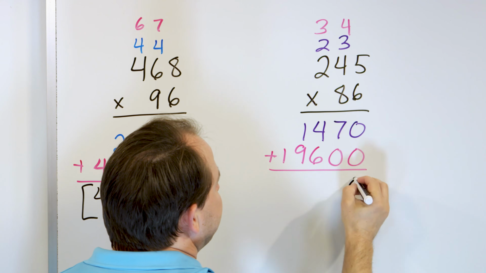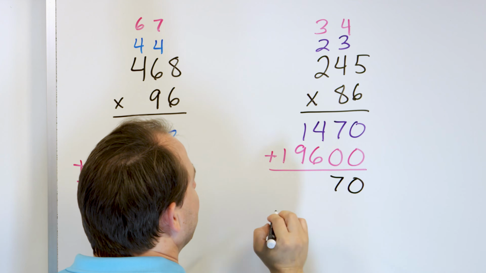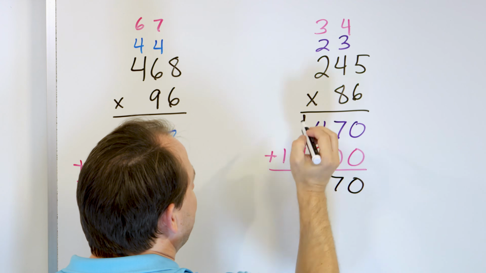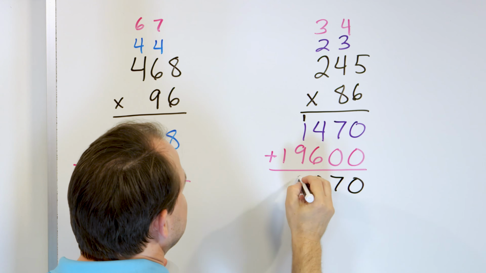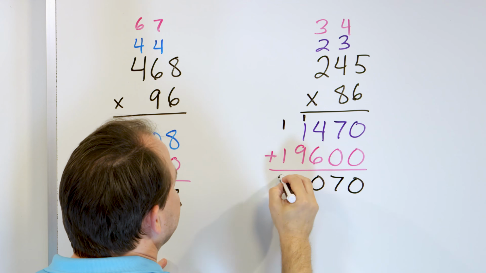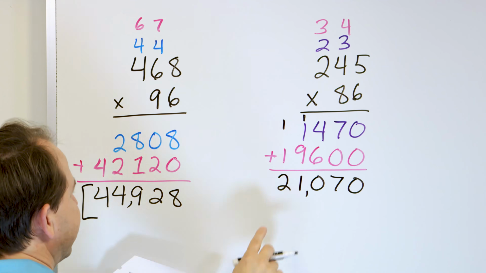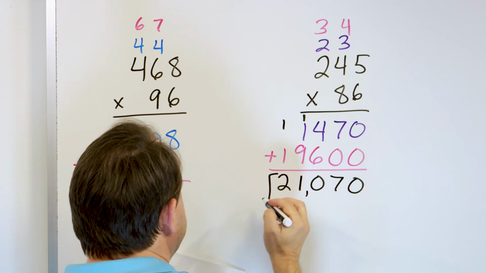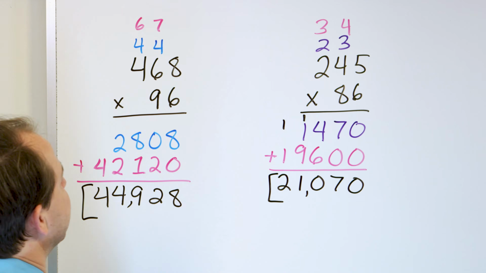Finally, we got a 0 here, we have a 7 here. 6 plus 4 is 10, so we have to actually carry a 1 here. 9, 10, 11 means we carry another 1, and then the 1 plus 1 is 2, and the answer we get is 21,070. 21,070, and that is the final answer.